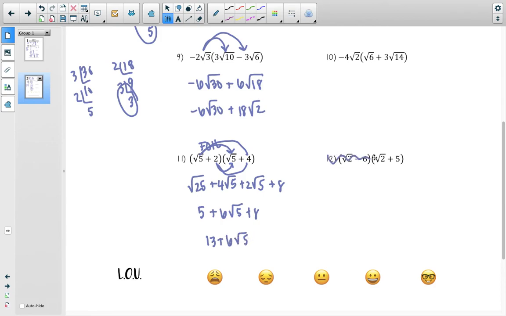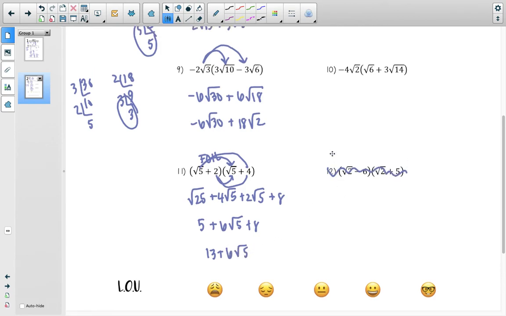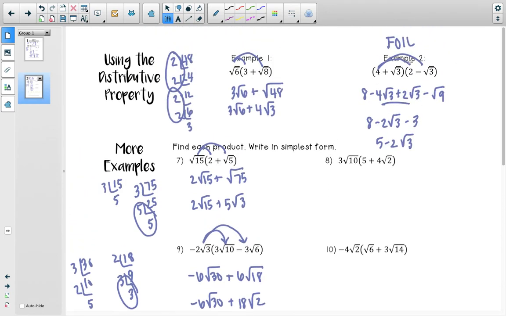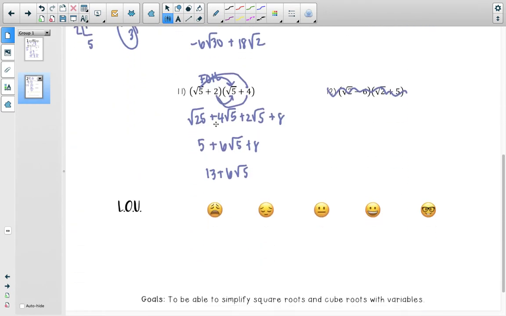Okay. So there's one thing I want to make a note of real quick before we end. When we multiply the square root of 3 and the square root of 3 here, we got the square root of 9. So square root of 3 times square root of 3 equals the square root of 9. Well, what's the square root of 9? Well, it's 3. Okay? And when we multiply the square root of 5 times the square root of 5, you got the square root of 25, which is 5.